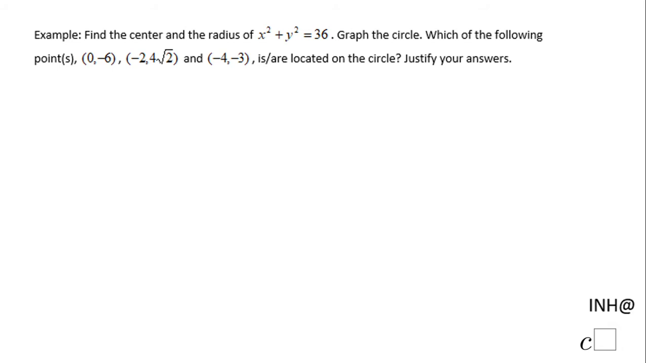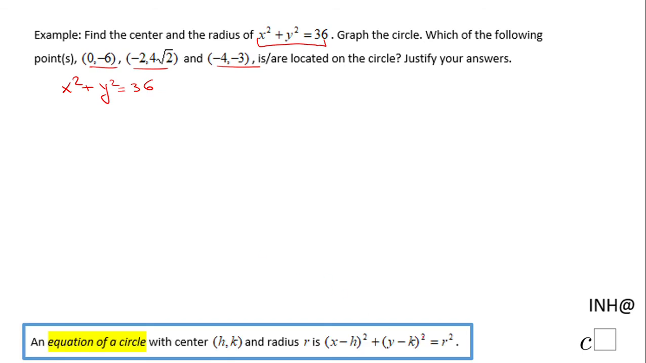In this example, we have a circle that is given in this equation. We need to graph the circle and we need to find if these points are on the circle. So the equation is x squared plus y squared equals 36. And now down here, you have this equation of the circle, which gives us the center and the radius. So I'm going to write that equation: (x minus h) squared plus (y minus k) squared equals r squared.